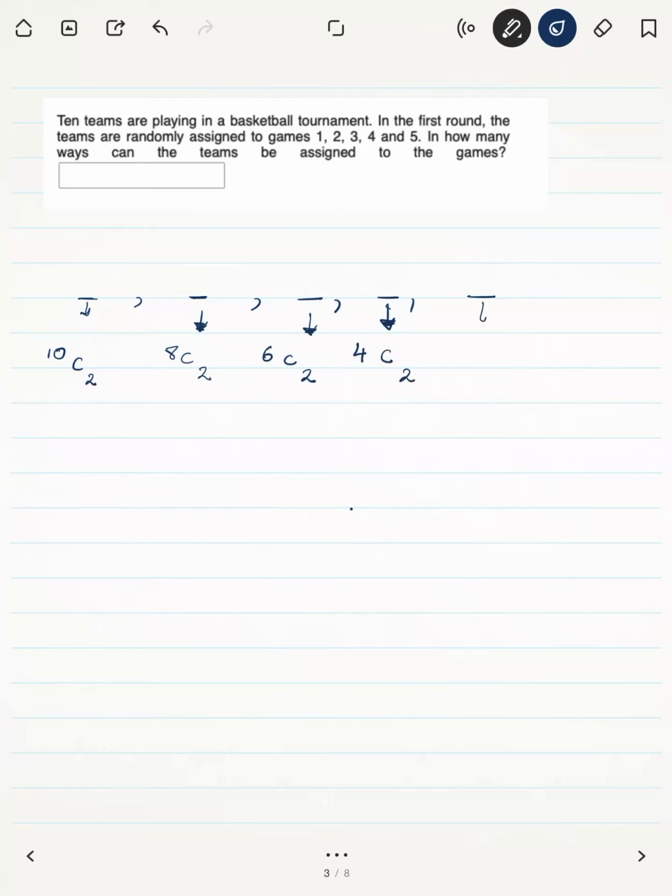And then for the last game, I only have 2 left, so I have no choices. It's only one choice. I have no other choices. So for every stage now, I determine the number of ways to conduct every stage. So at the end, the number of ways to conduct the whole stages or the whole process is going to be the product of these stages. So this is going to be the answer for this question.